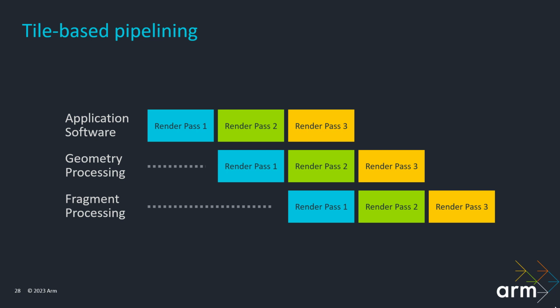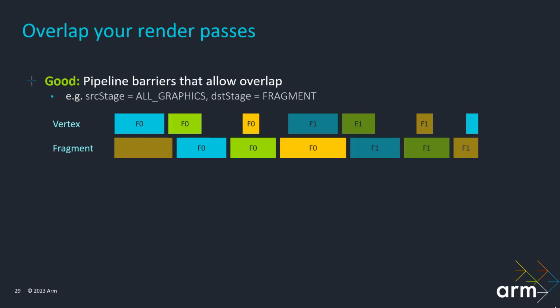Firstly, from an application point of view, please don't hold on to your render pass submits until the end of the frame. Try and submit your major render passes as you go through. If the geometry pipeline happens to be idle, that just gets that workload started as soon as possible. The next thing is making sure that when you're expressing pipeline barriers in your command streams, that you do so in a way that allows us to overlap the vertex and fragment processing stages.